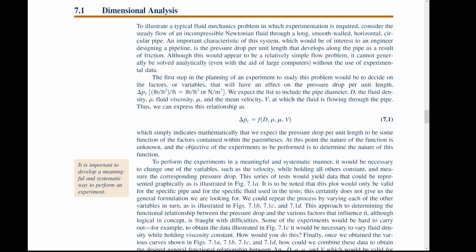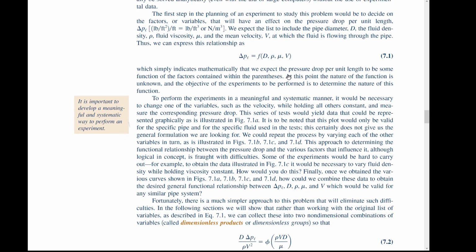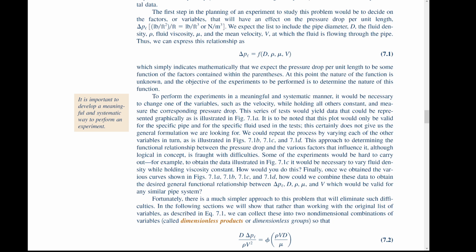The first step in the planning of an experiment to study this problem would be to decide on the factors or variables that will have an effect on the pressure drop per unit length, the delta P sub L, skipping equation. We expect the list to include the pipe diameter, capital D, the fluid density ρ, the fluid viscosity μ, and the mean velocity V at which the fluid is flowing through the pipe. Thus we can express the relationship as delta P sub L equals f, skipping equation, which simply indicates mathematically that we expect the pressure drop per unit length to be some function of factors contained within the parentheses. At this point, the nature of the function is unknown, and the objective of the experiments to be performed is to determine the nature of this function.